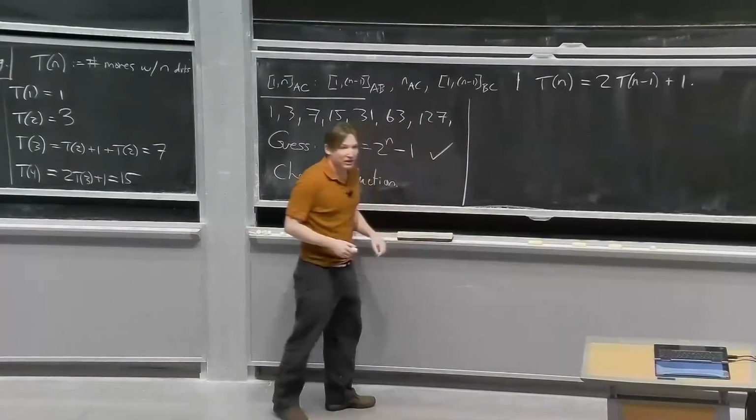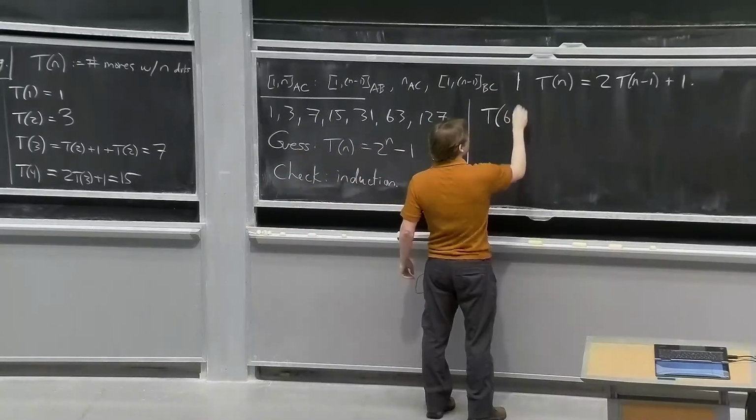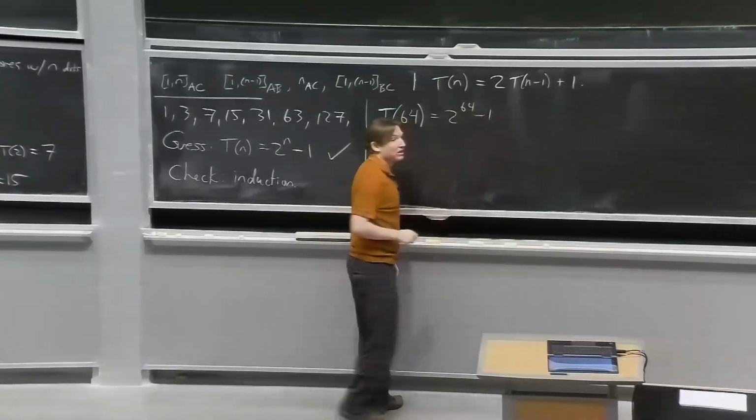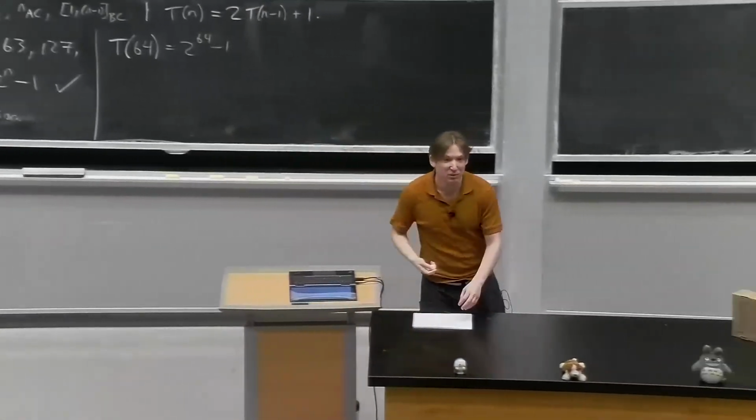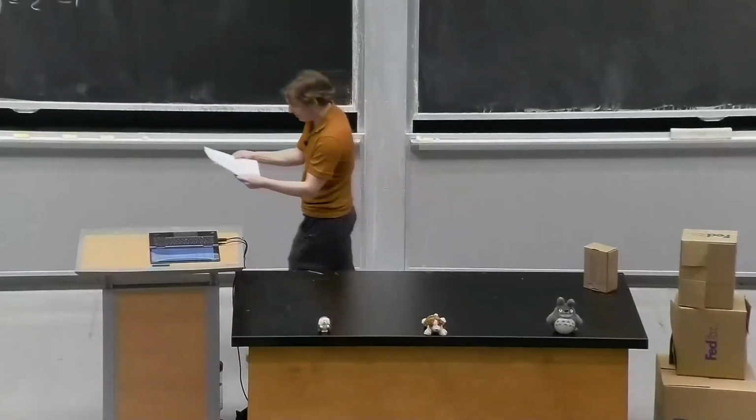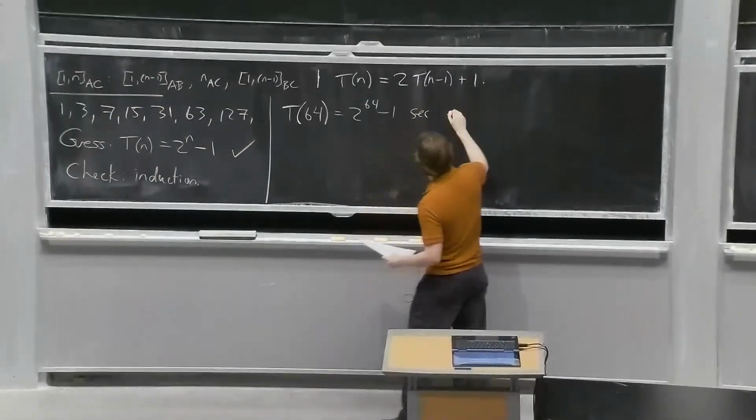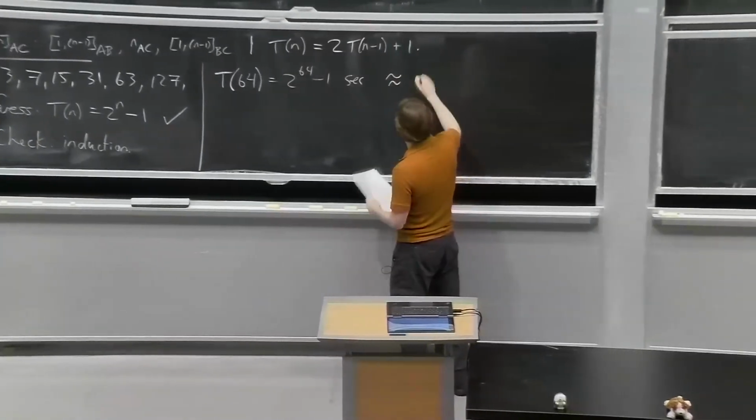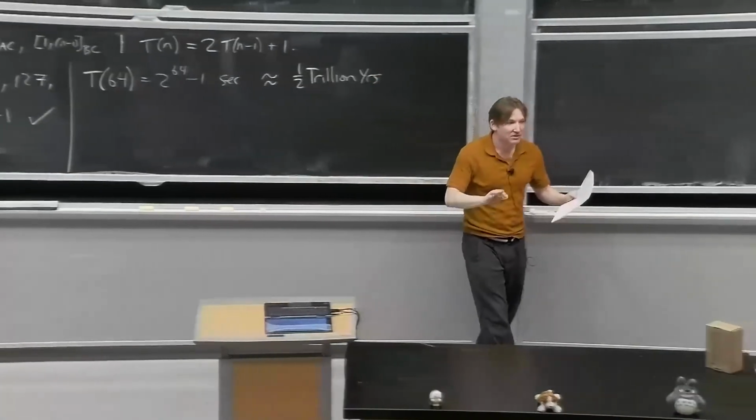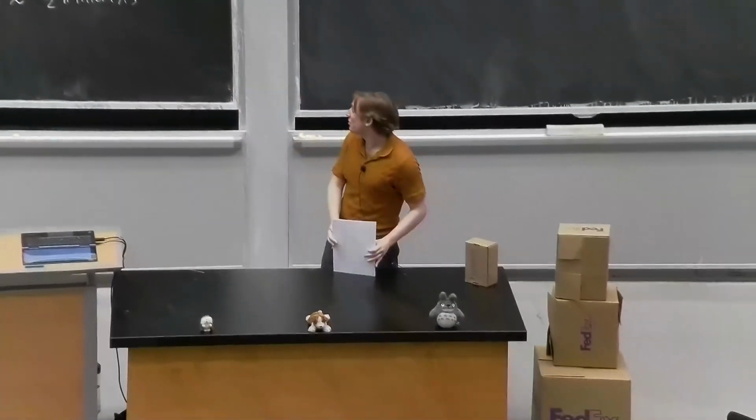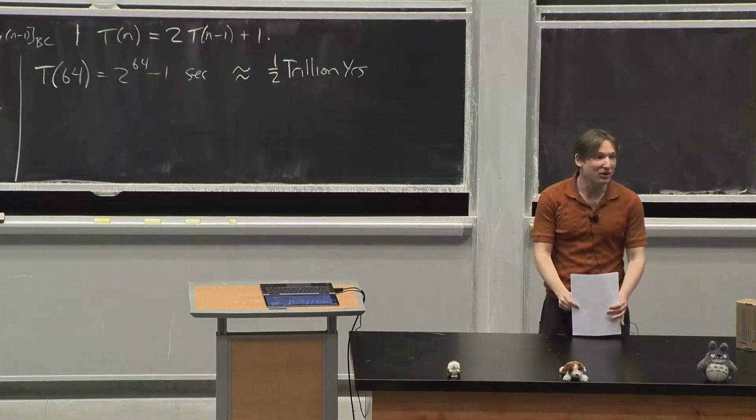OK, but finally, we can answer our question: how long does the universe have left? It's 64 disks, so T of 64. That's 2 to the 64 minus 1 steps. Let's assume these monks are really strong, and they can move 1 disk per second. Turns out, if I flip to the correct page in my notes, that many seconds is about a half trillion years. The universe has got some time left. And I find it surprising that with just 64 disks, you can get all the way up into the trillions of years. That's very quick growth.